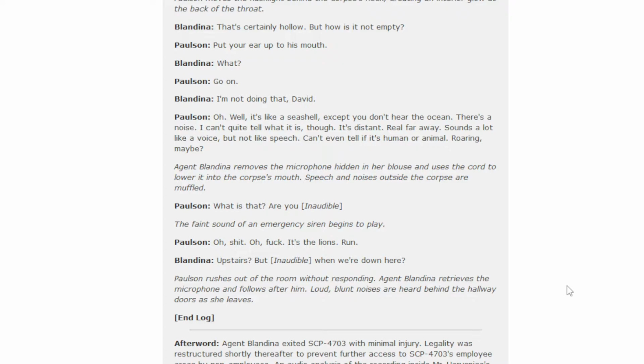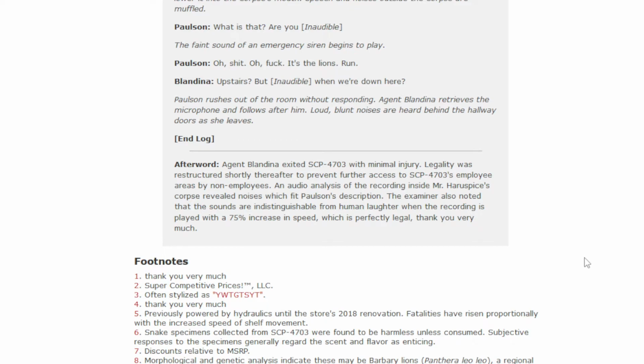Agent Blondia removes a microphone hidden in her blouse and uses the cord to lower it down into the mouth. Speech and noises outside the corpse are muffled. What's that? Are you... Faint sounds of an emergency siren begin to play. Oh, shit. Oh, fuck. It's the lions. Run. Upstairs? But when we're down here... Paulson rushes out of the room without responding. Agent Blondia retrieves her microphone and follows after him. Loud, blunt noises are heard in the hallway doors as she leaves. She exited with minimal injury.